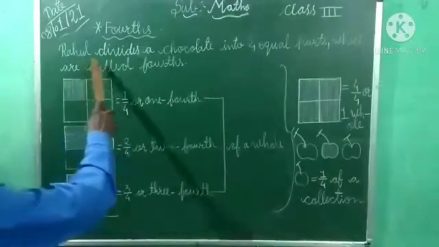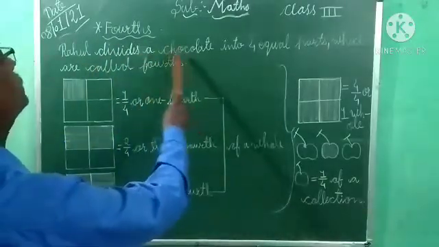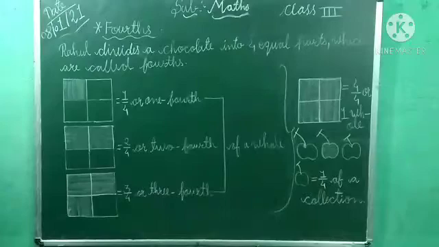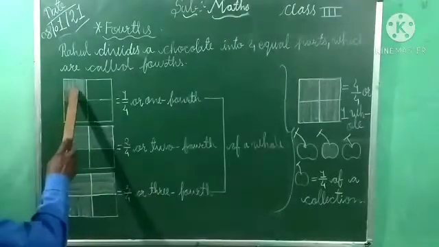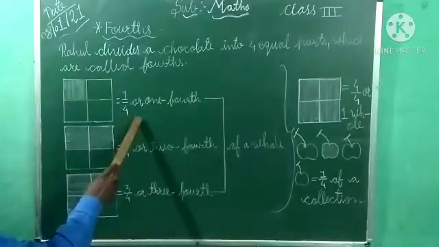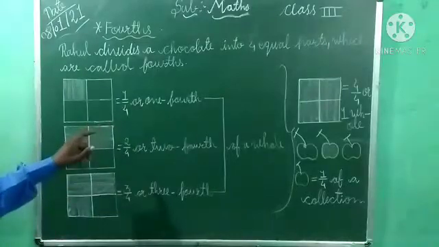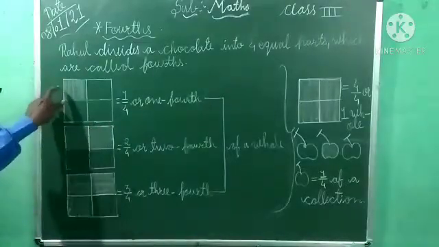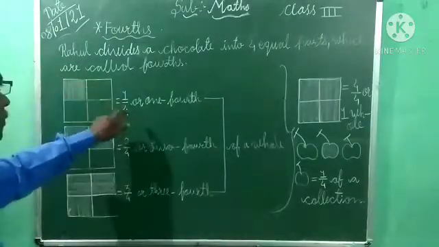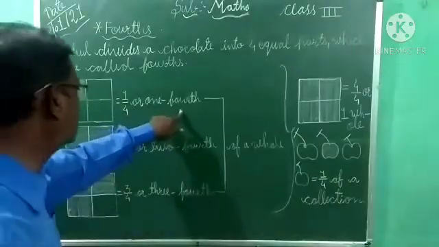F-O-U-R-T-H-S. Okay. Now Rahul divides a chocolate into 4 equal parts, which are called fourths. How many equal parts? Look at 1, 2, 3, 4. So write that 4 down in the denominator. Among those 4, how many parts were shaded? 1 part is shaded. So 1 by 4, or we can say 1/4.